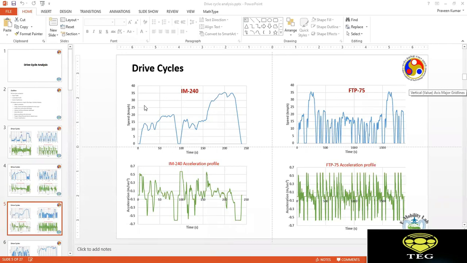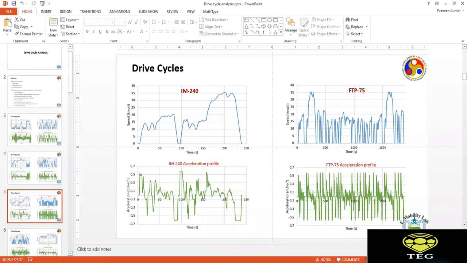Similarly, if you see IM240, there are regions where you don't have too much hard braking, and here also the accelerations hardly go above 0.55 meter per second square. Okay, and here the negative acceleration means the braking. So it's important to know the positive acceleration as well as the negative acceleration once we are trying to design a drivetrain for any given vehicle.